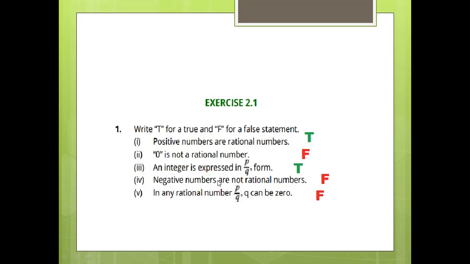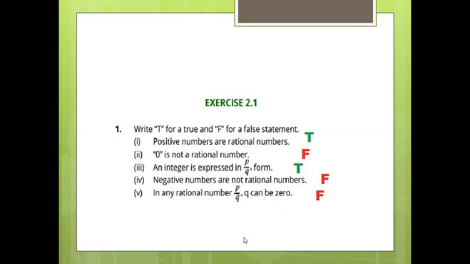Negative numbers are not rational numbers. This is false, because we already studied that negative and positive numbers, including 0, are rational numbers. So this statement is false. In any rational number p by q, q can be 0. So this is false. Q cannot be 0. If it is equal to 0, it means the denominator value is 0, so you will get a math error. You can check it by yourself on your calculator.